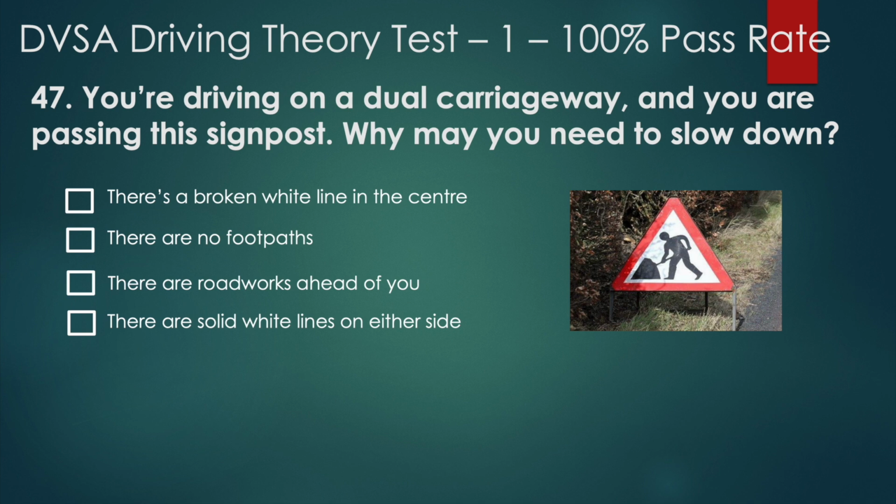47. You are driving on a dual carriageway and you are passing this signpost. Why may you need to slow down? A. There is a broken white line in the center. B. There are no footpaths. C. There are roadworks ahead of you. D. There are solid white lines on either side. And the answer is C. There are roadworks ahead of you.